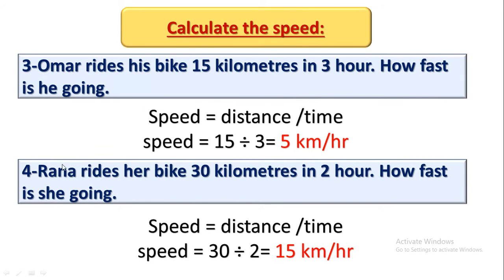Okay, number 4. Rana rides her bike 30 kilometers in 2 hours. How fast is she going? Again, the speed equals distance divided by time. So what is the distance? 30 kilometers. And what is the time? 2 hours. So 30 divided by 2 equals 15 kilometers per hour.